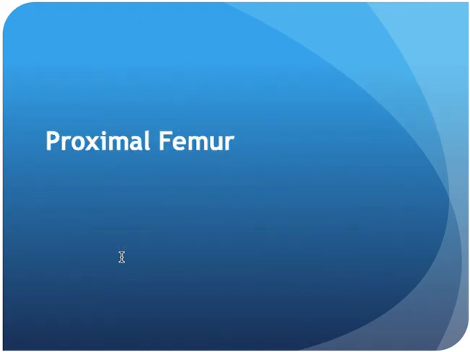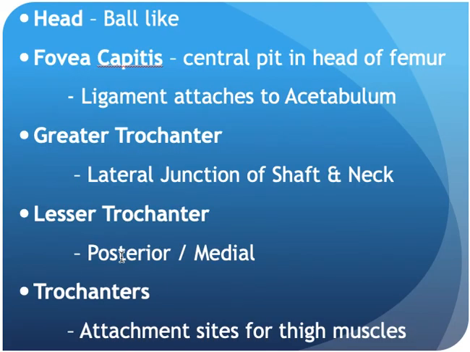So here is your proximal femur, and these are all the little landmarks that we want to make sure we know. You're going to have the head, you're going to have this fovea capitis, which is going to be just a pit in the head of the femur where we're going to have this ligament that allows me to attach it right into the socket or right into that acetabulum. I'm going to have a greater trochanter. I'm going to have a lesser trochanter, again, very similar to the humerus, except that I get a tubercle, right? And then I'm going to have, again, the trochanters are going to be just where I'm going to attach a lot of these different little thigh muscles.